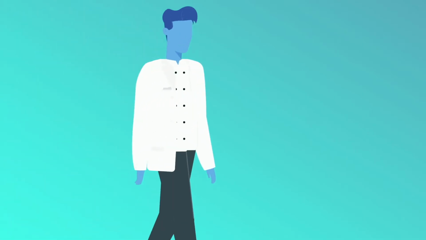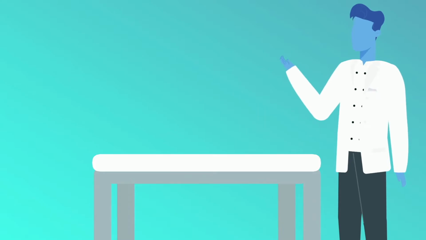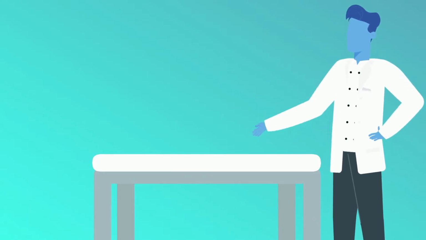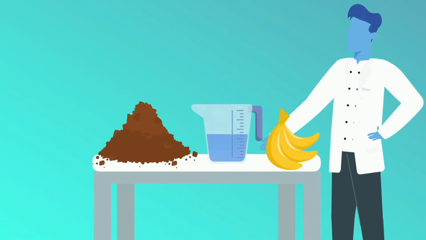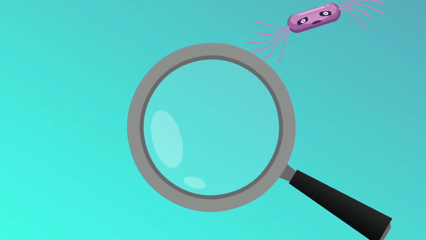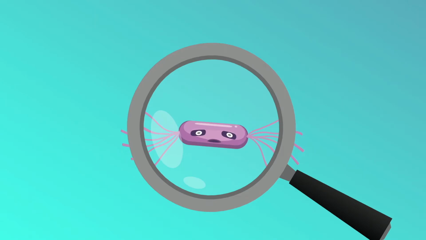What is Listeria monocytogenes and how does it cause food poisoning? Well, let's take a look at what Listeria is. Listeria are naturally occurring bacteria that live generally harmlessly in the soil, water and natural environment. However, Listeria does have a species that is dangerous to our health, known as Listeria monocytogenes.